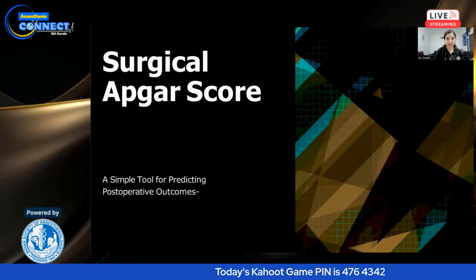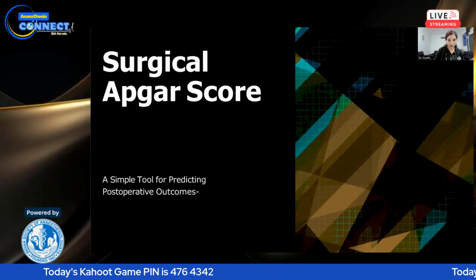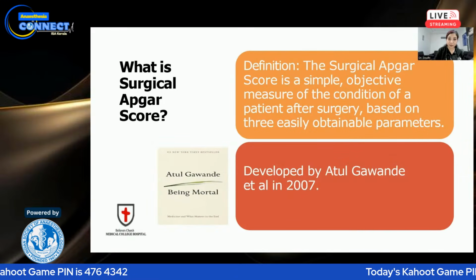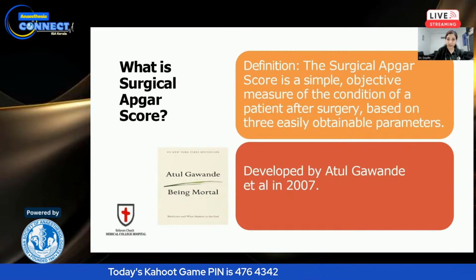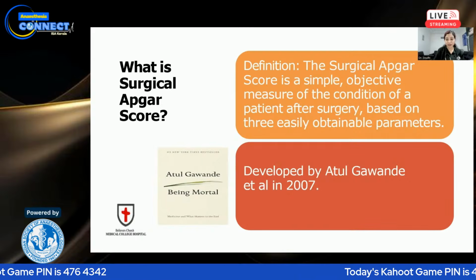Let's move on to surgical Apgar score. It's a simple tool for predicting postoperative outcomes. What is surgical Apgar score? The surgical Apgar score is a simple objective measure of the condition of a patient after surgery based on 3 easily obtainable parameters. It was developed by Atul Gawande et al.